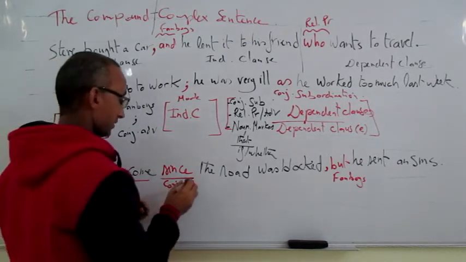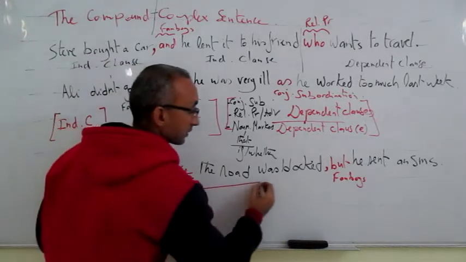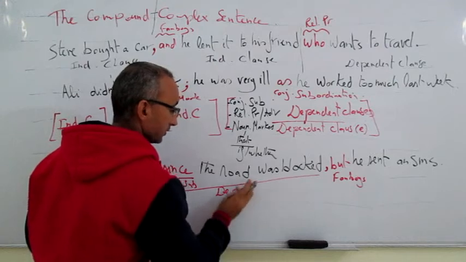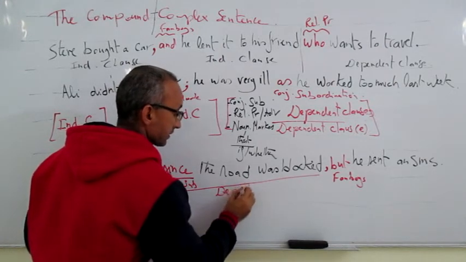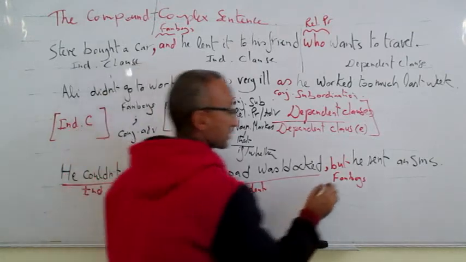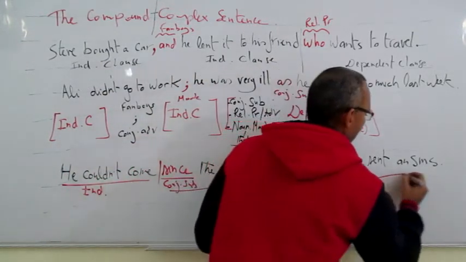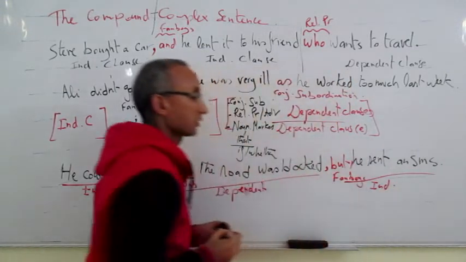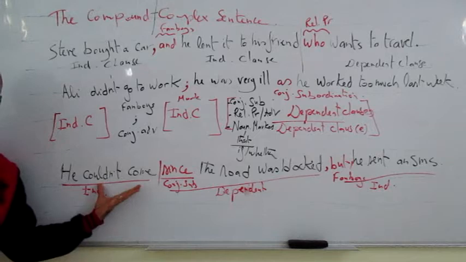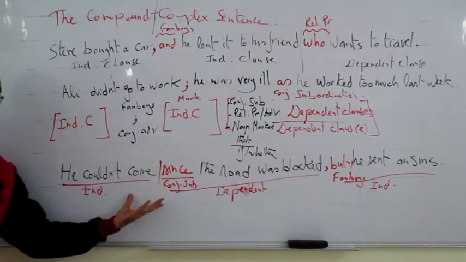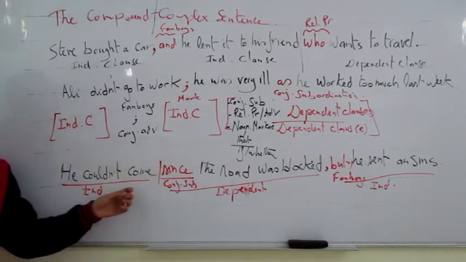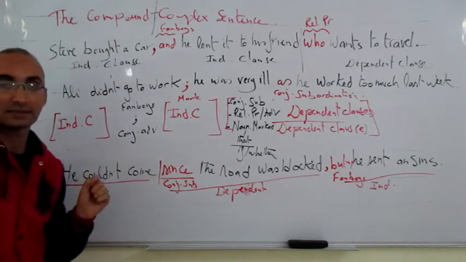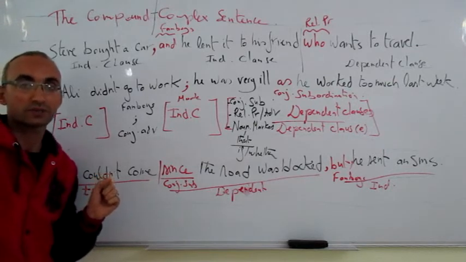Here I have my first one, independent. Since this one is dependent. And the last one here is what? Independent clause. And here is another example, with a different order of clauses and structure for the same type, which is the compound complex sentence.